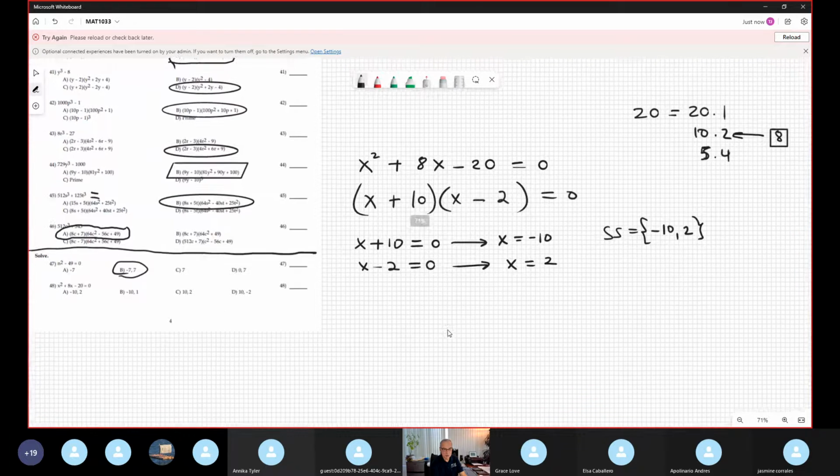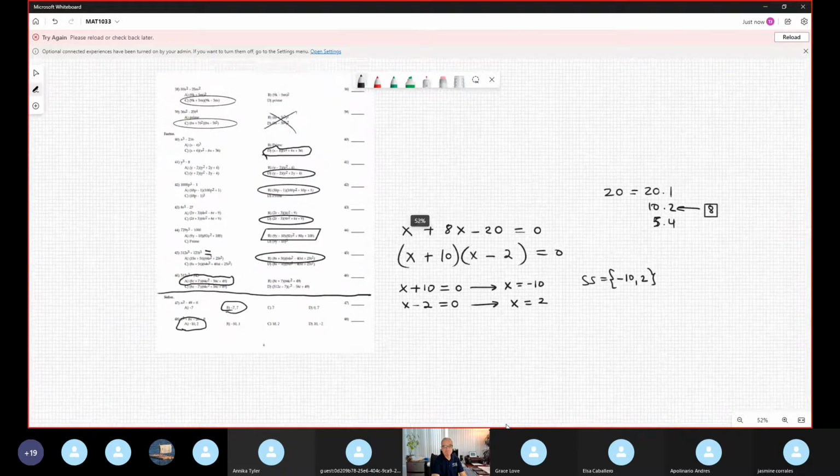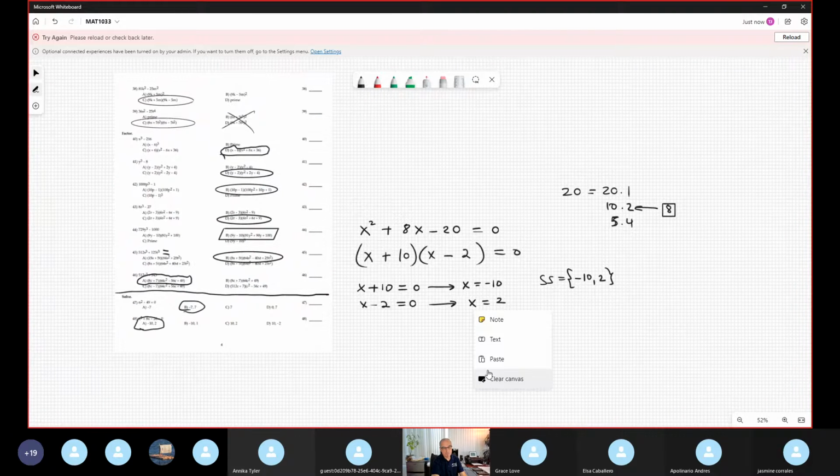Okay, notice the sign in the equation is opposite to the solution. Some students do this too fast. When you see the factorization, you see it's negative 10 and positive 2. Negative 10 and positive 2, like option A. Cool? It's okay?